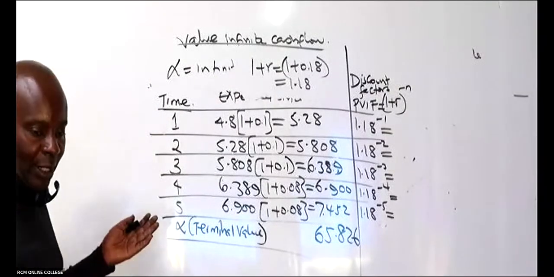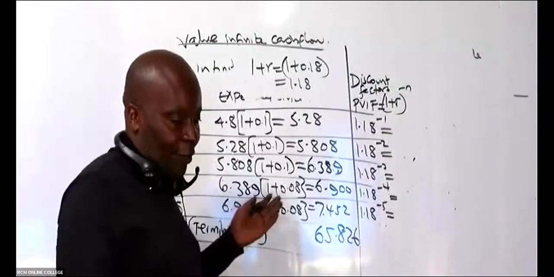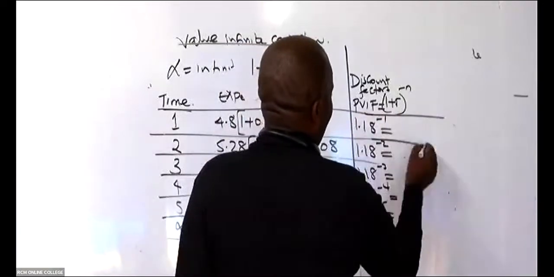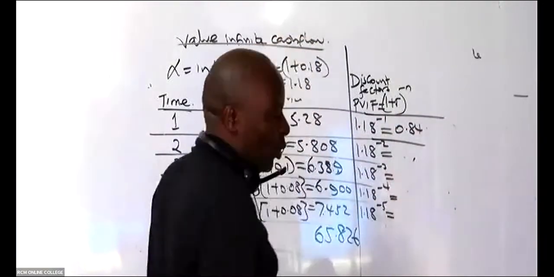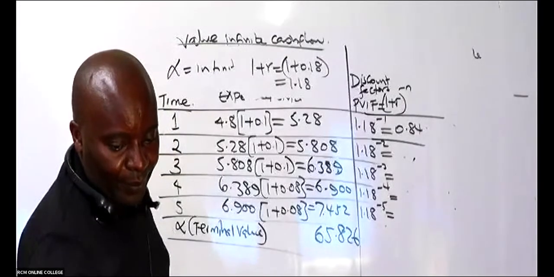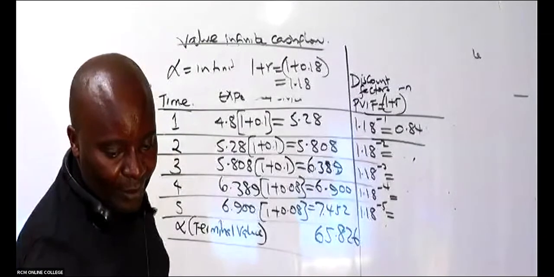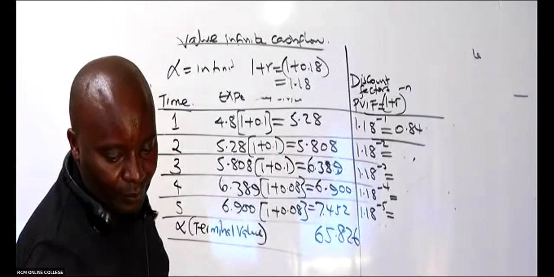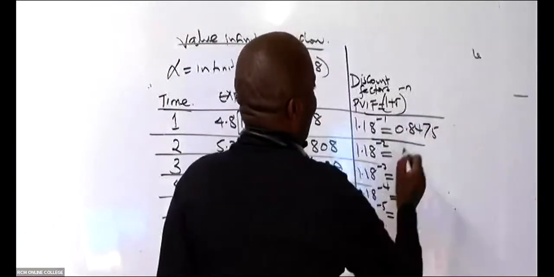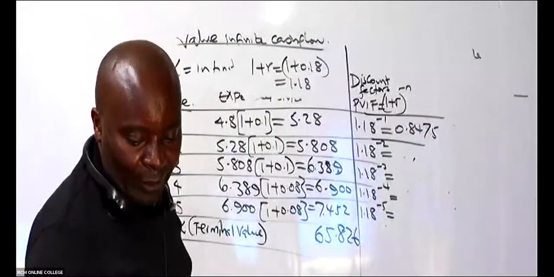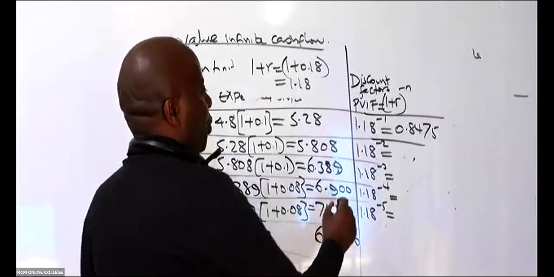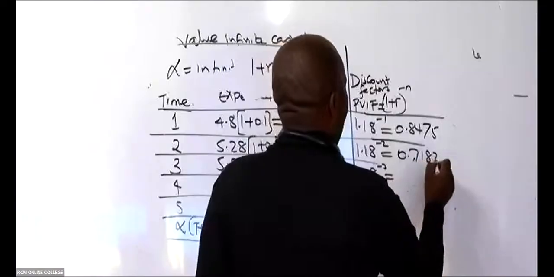How I wish I would get somebody who can give me these answers pretty fast. The first one, 0.8475. The second one is 0.7182.